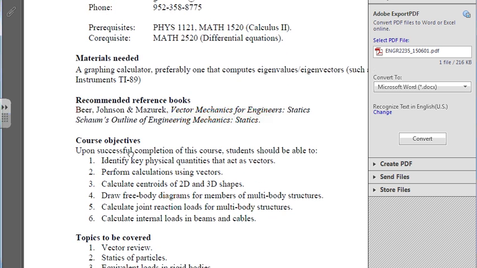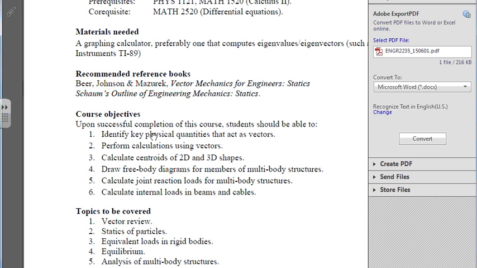So the basic idea of this class is that we're going to be doing vector calculations. Even when we do scalar calculations, they're going to tend to be just a part of a problem that's actually a vector problem. Like statics is just very naturally done in a vector form.